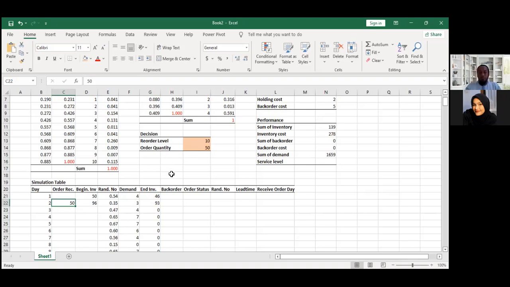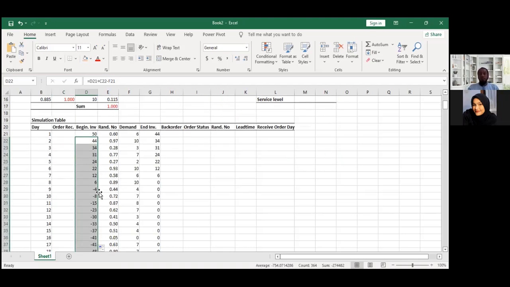But in order to calculate the order received, we cannot just type 50 like this. It depends on the order. If previously we already ordered and the lead time is fulfilled, then we will receive the order like that. So I just delete it first and leave it as it is. Then we copy down.